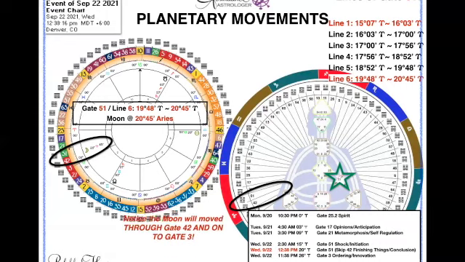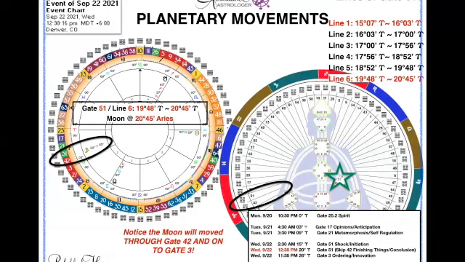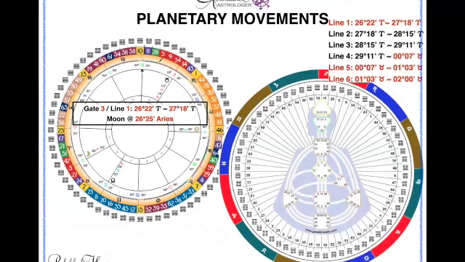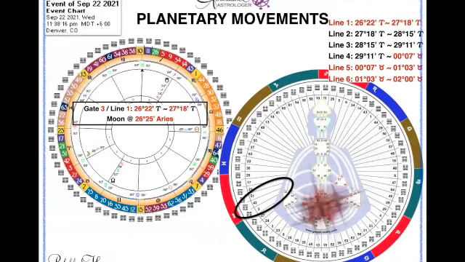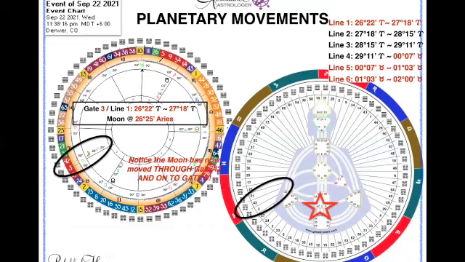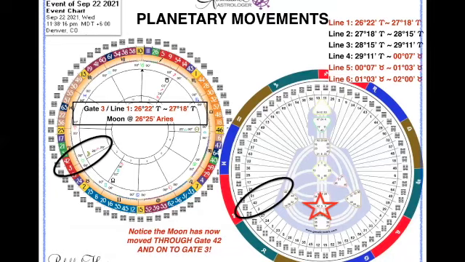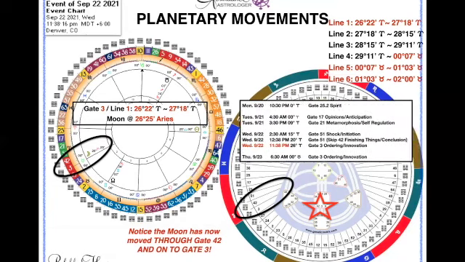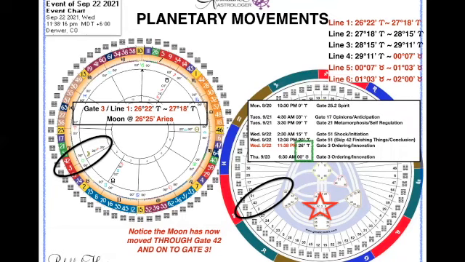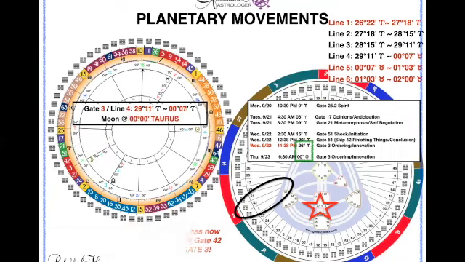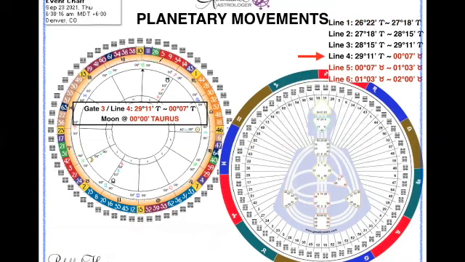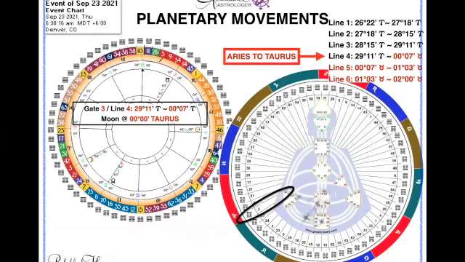The next slide is going to move past, because it's in line 6 currently. It's going to move through gate 42 and on to gate 3. 26 degrees Aries. It is now in gate 3. Keep your eye on the moon. It's going to move into Taurus. It's now 0 degrees Taurus. And it's in gate 3, line 4.